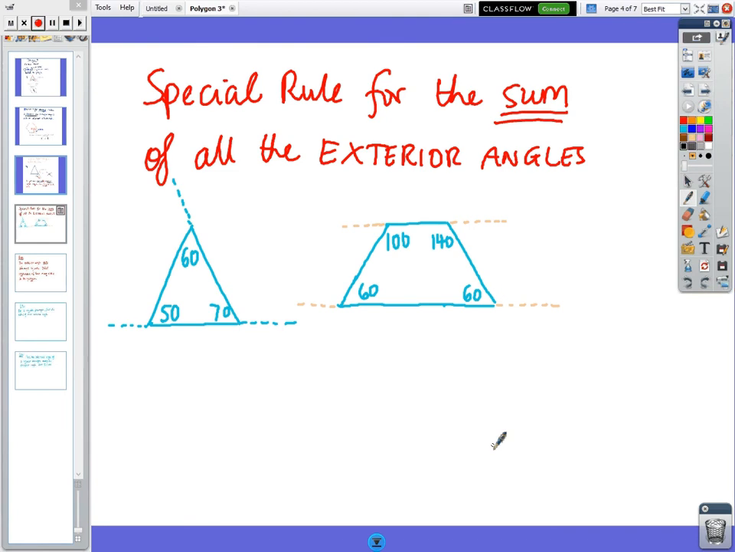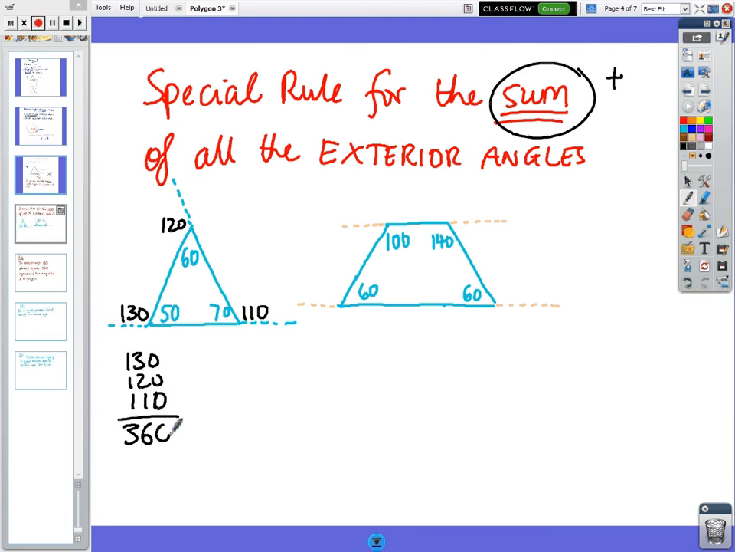Okay, so there's a special rule for the sum, the total, when we add up the exterior angles. So can you pause and have a go at the exteriors on these two shapes, and then we'll have a look. Okay, so you had a go. So that's 110, that's 130, that's 120. And when you add those up, you get 360.